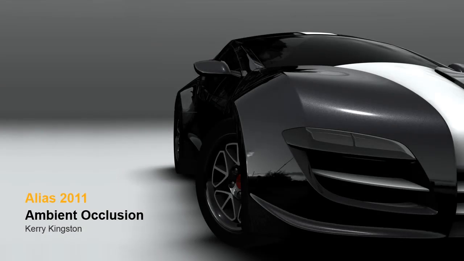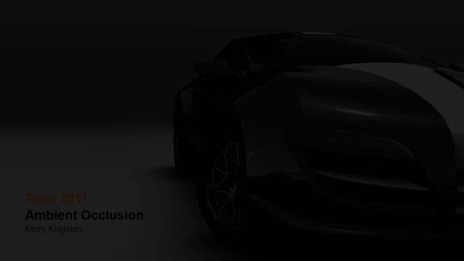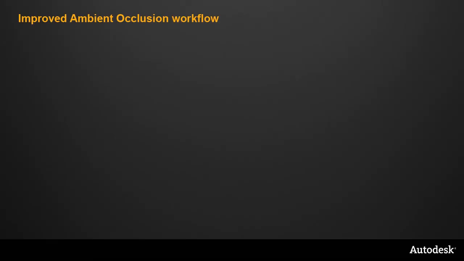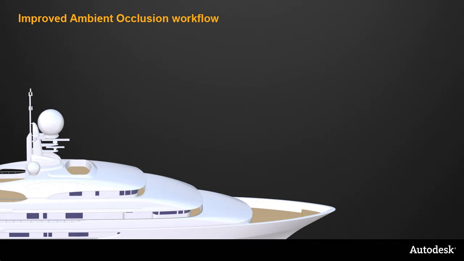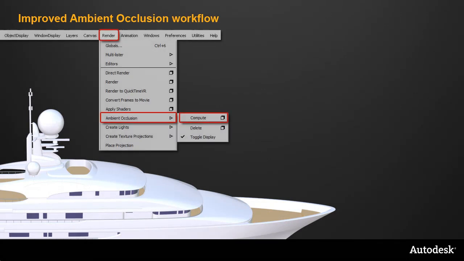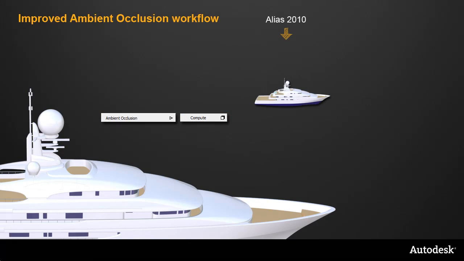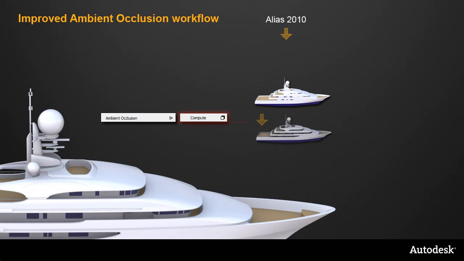Visualization in Alias 2011 has been improved by changes to the Ambient Occlusion workflow. If I take a model like this large boat, and I want to improve the image by computing the ambient occlusion, in previous versions the process would start with me shading the model, and then when I click the Compute tool the calculation begins, which can take a long time on a large model like this.